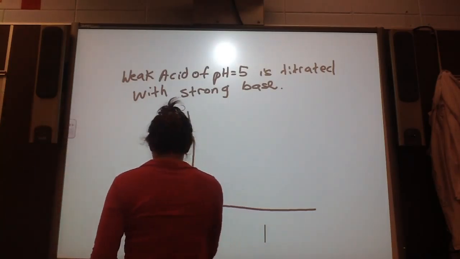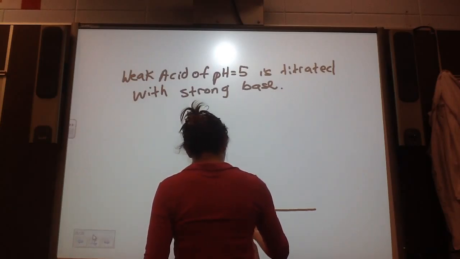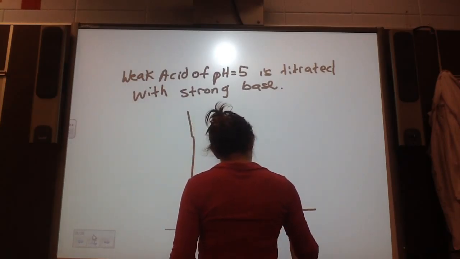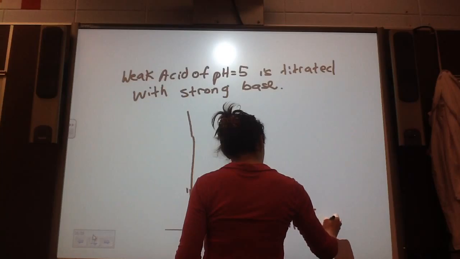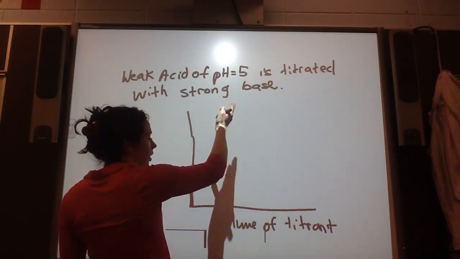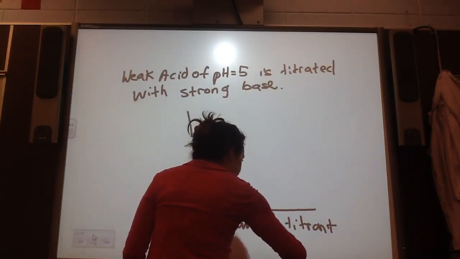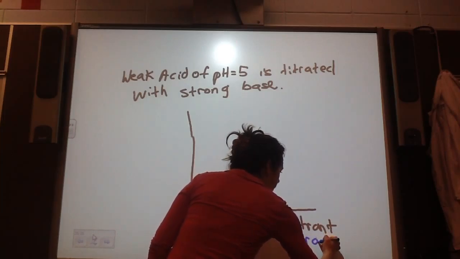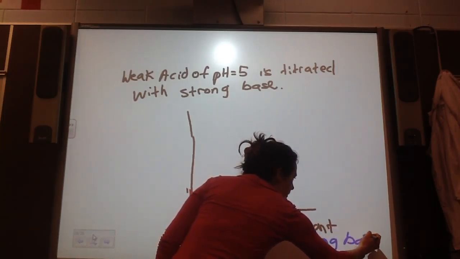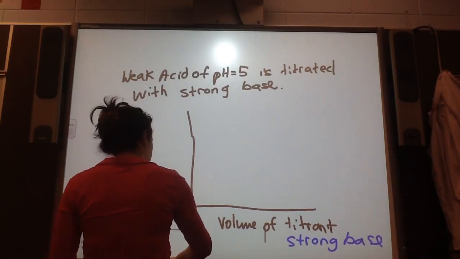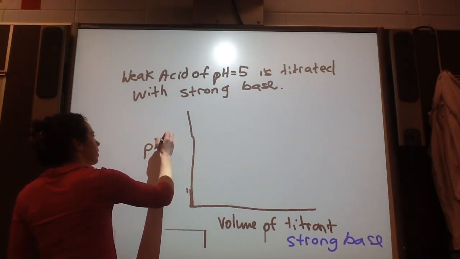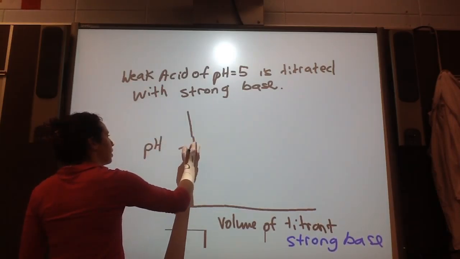So here we'll put the volume of our titrant. And by the wording that's given here, my titrant is a strong base, so I'm just going to put a note to myself because I like to remember. And then here's my pH, 0, 7, 14.